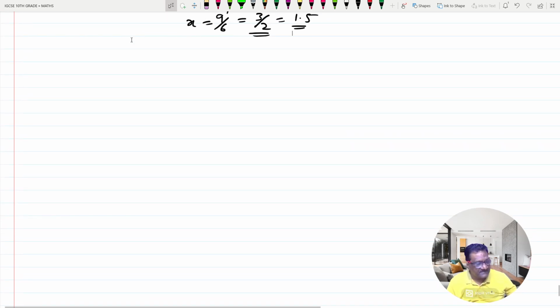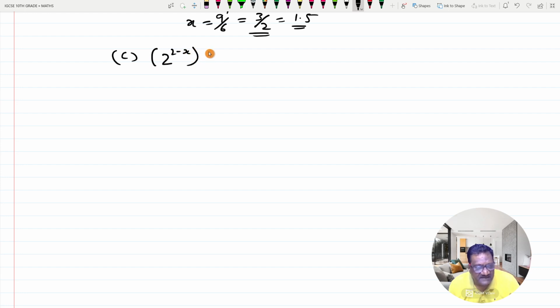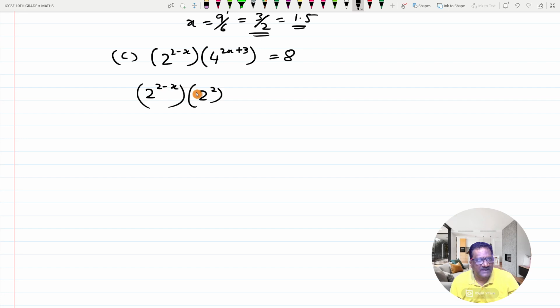Sub question C is saying that you have in bracket 2 raised to 2 minus x, then another bracket you have 4 raised to 2x plus 3, and this is equal to 8. Fine, okay. So what I'll do is this 2 raised to 2 minus x I'm keeping as it is. This 4 I can write as 2 square, and then I can write this 2x plus 3, and this 8 I can write as 2 raised to 3.